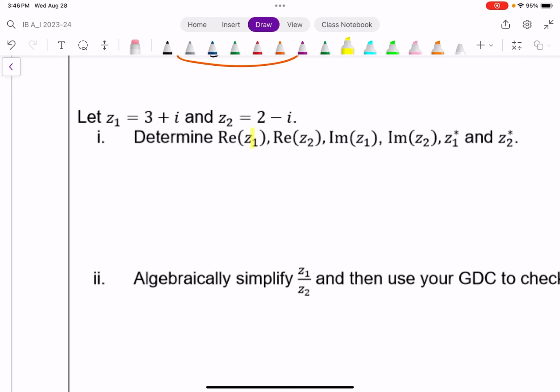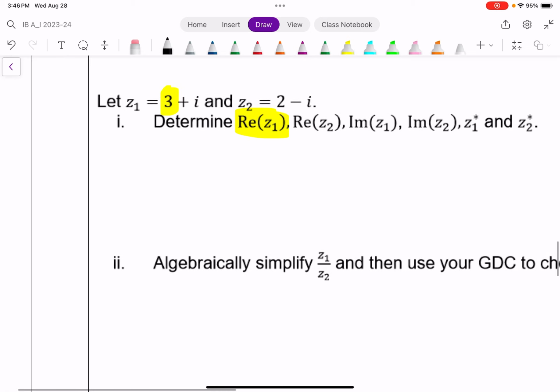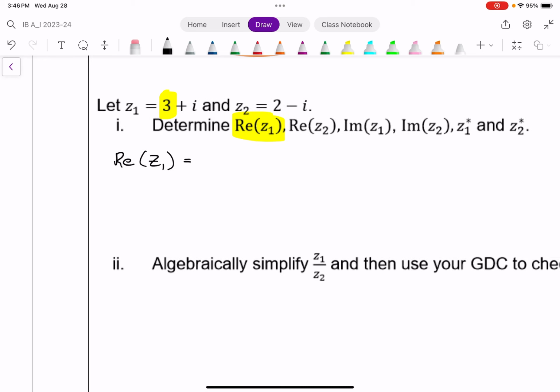describing, I should say. For this, Re represents the real part of the number z1. If I look at z1, the real part is just the 3. So I can write this as Re of z1. The real part of z1 is just the 3. And the real part of z2 is just the 2. That's it.